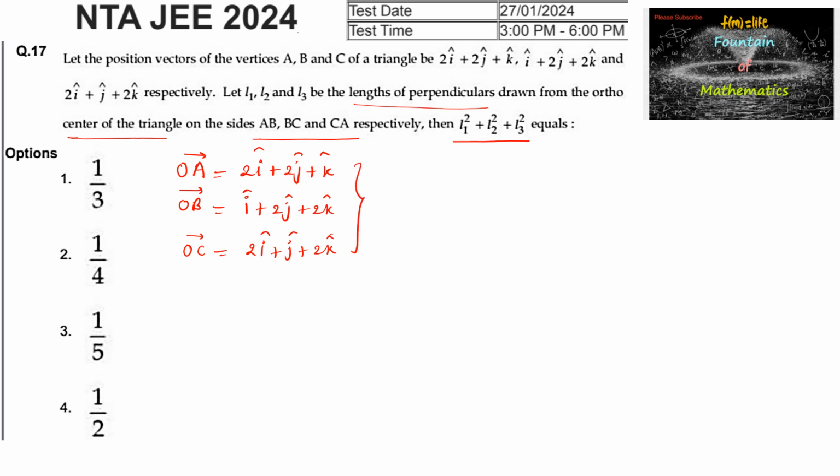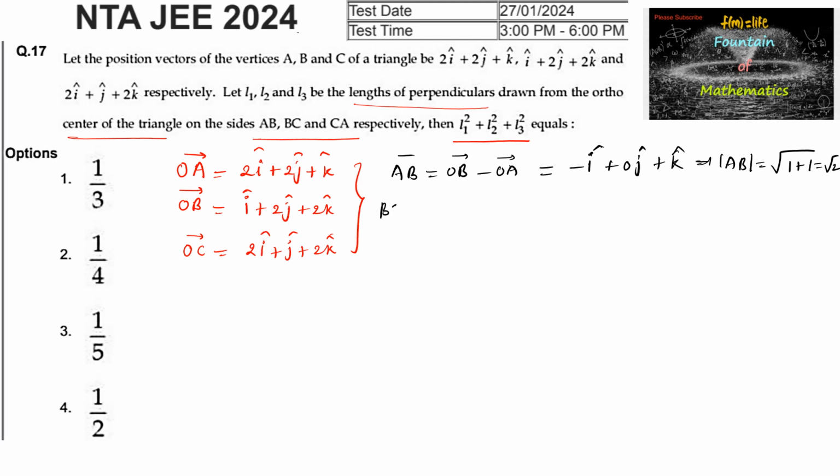So let us find the distances. AB is equal to OB minus OA, which is equal to 1 minus 2, that is minus i, 2 minus 2 that is 0, and 2 minus 1 that is 1k, so that the length will be mod of AB is equal to under root of minus 1 whole square is 1 plus 0 square plus 1 square, root 2.